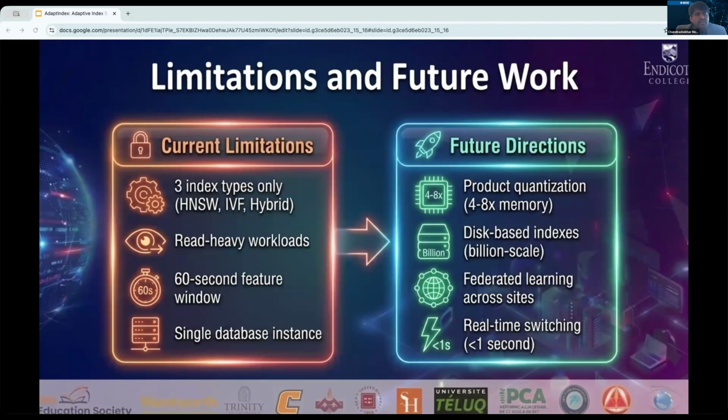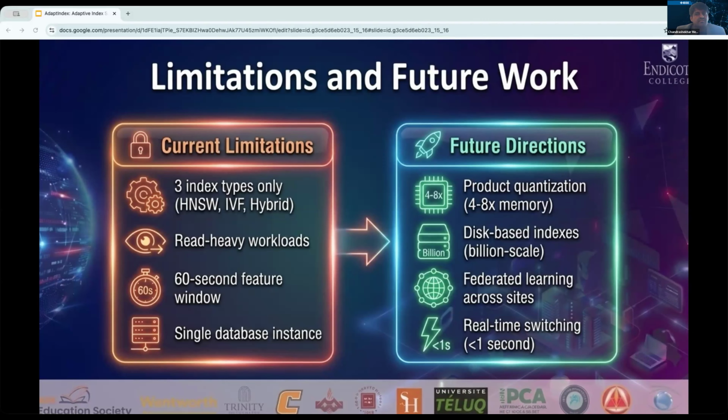To finish, coming to the limitations, I'll be honest here. Currently, we support three types of index. With the FAISS library, product quantization could reduce memory by 4 to 8 times, but we haven't integrated it yet. Our approach works for read-heavy IoT workloads, but not write-heavy scenarios. We need 60 seconds of monitoring data before making a decision.